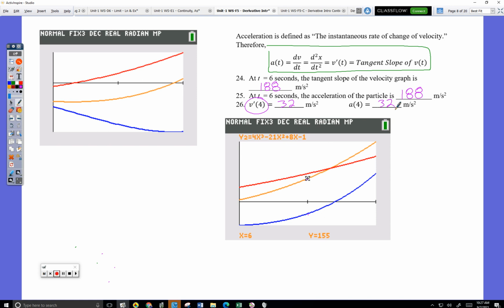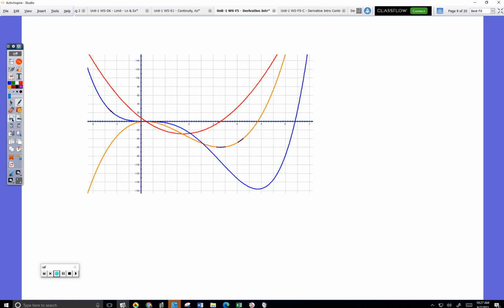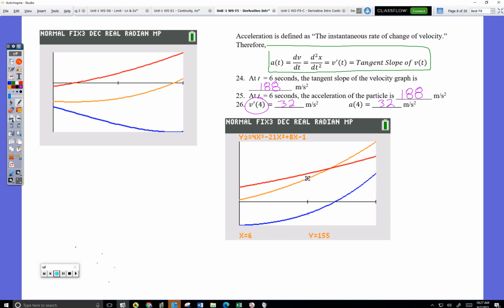Really, the big ideas are instantaneous versus average, and then just how position relates to velocity, how velocity relates to acceleration. So, okay, that's it for the gold, yes? Okay, listen, look up. So we're done with this now.